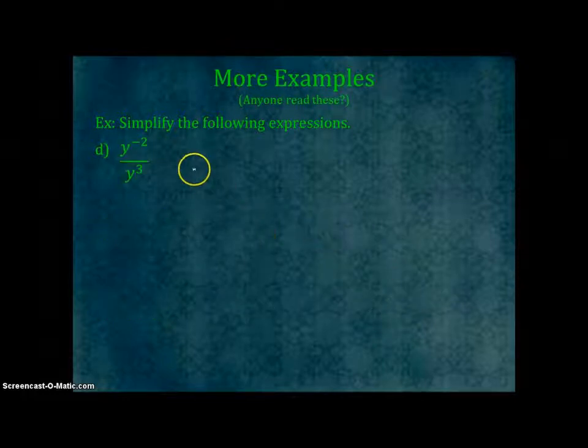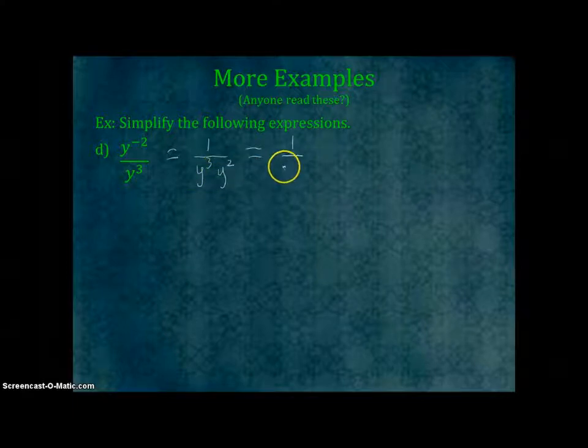Now some more examples. Here we have a variable to a negative exponent over a variable to a positive exponent. So again, negative exponent means move it to the other side. It's in the numerator, so we'll take it to the denominator, leave a 1 there in its place, keep the y cubed in the denominator, and this becomes y squared in the denominator. Well now, notice that in the denominator we have two things with the same base that are being multiplied. That means we can add the exponents, which once simplified gets us 1 over y to the 5th.